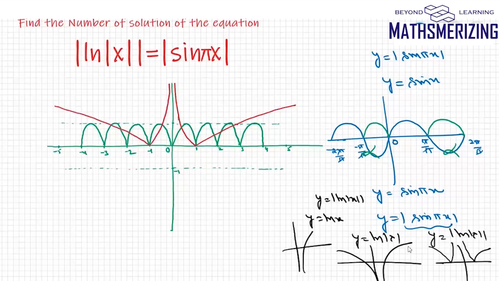And in the same way on left hand side, we are going to draw the same graph. So these two graphs, they're intersecting at 1, 2, 3, 4, 5, 6, 7, 8, 9, and 10 points. So the number of solutions to this equation is 10.